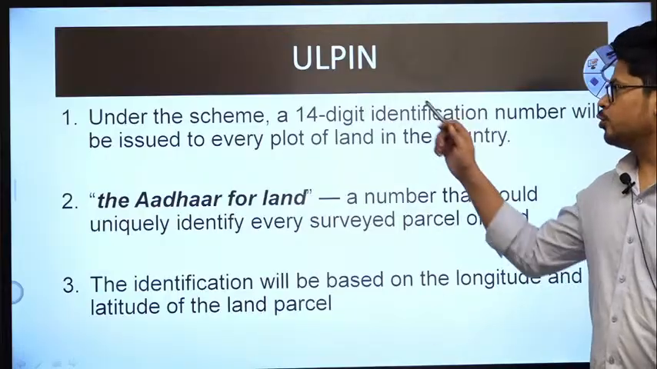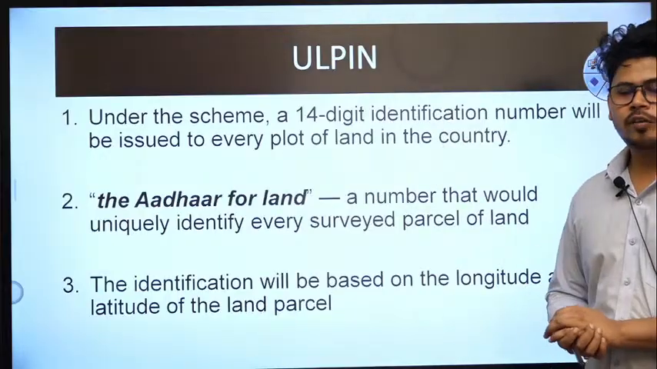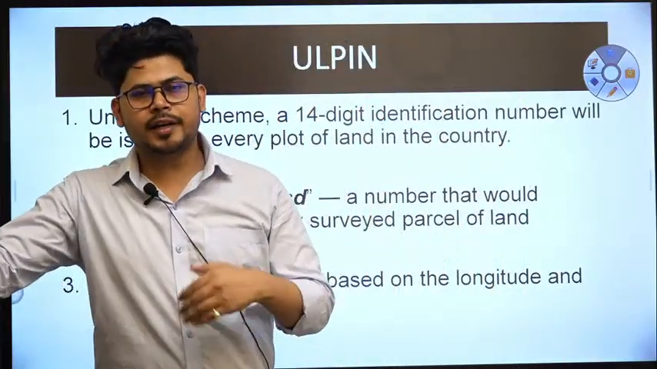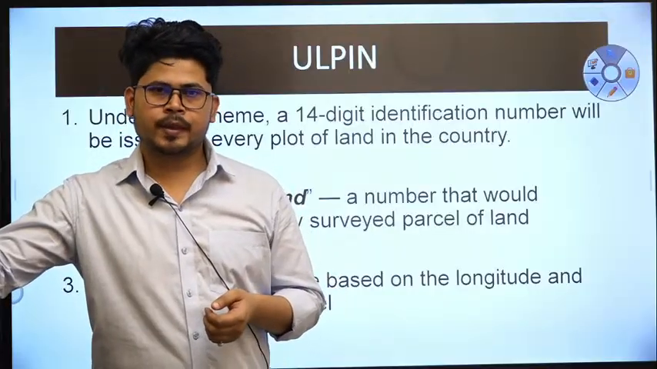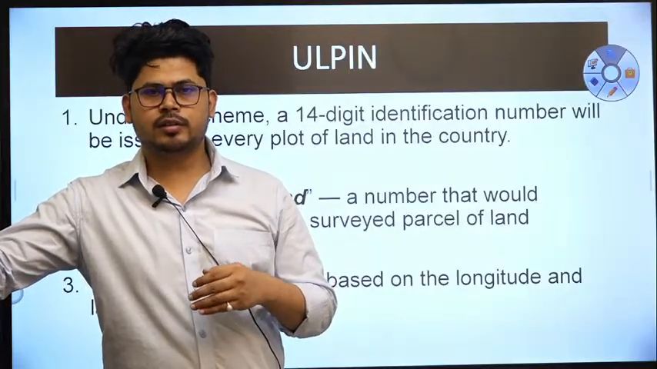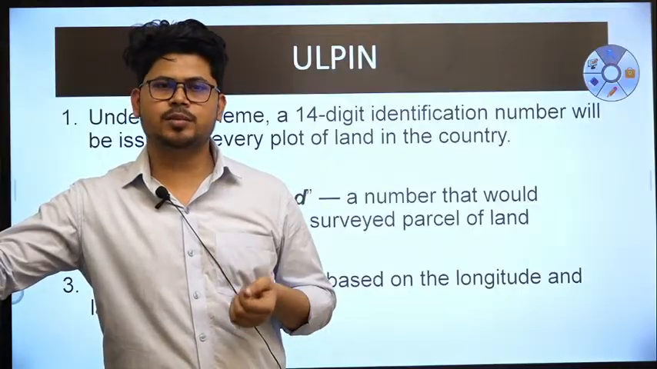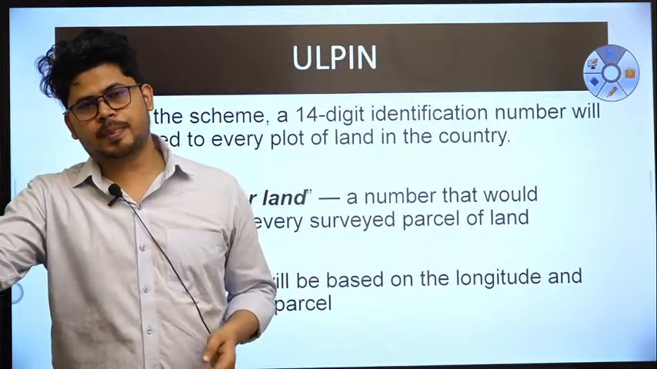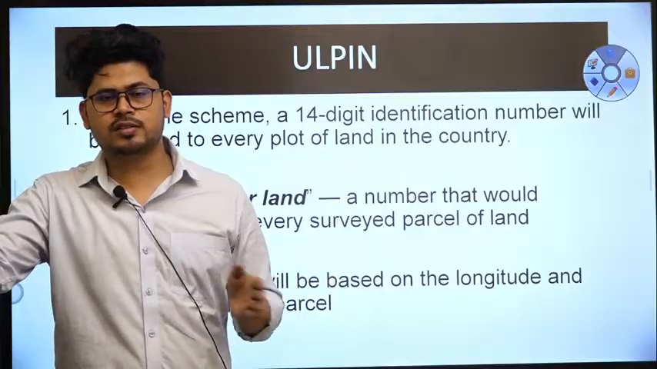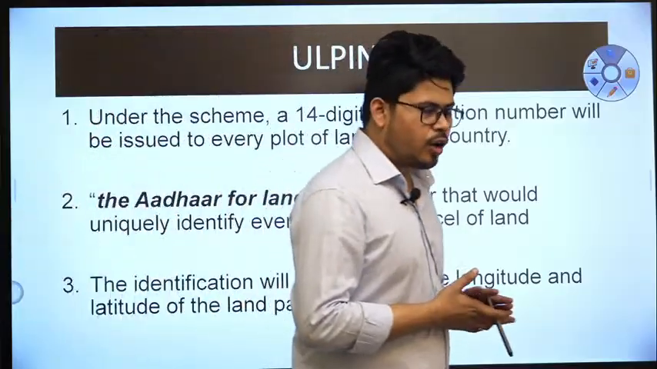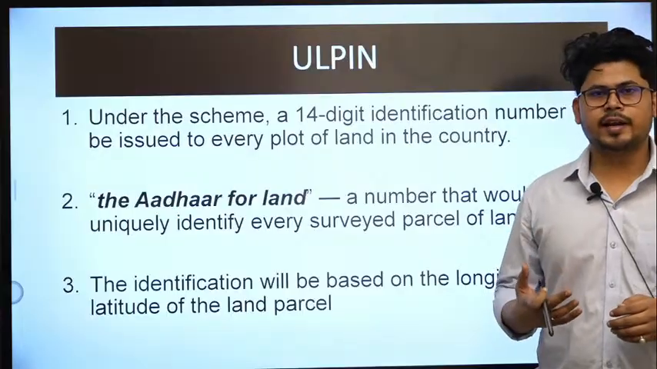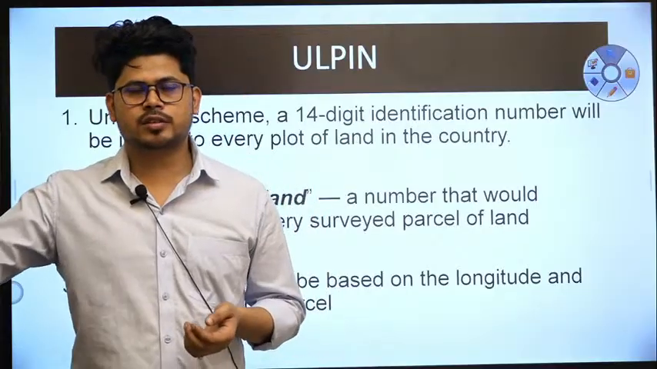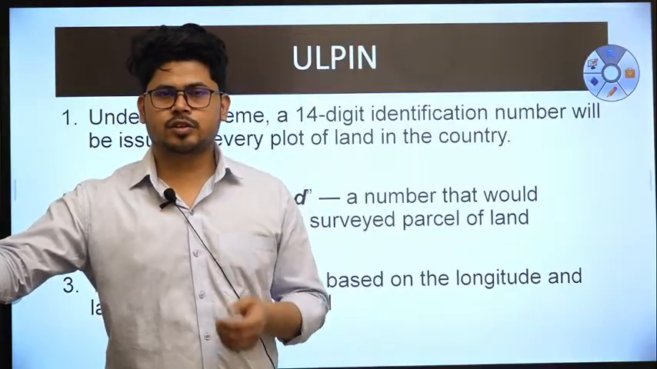Okay, what is ULPIN? Under the scheme, a 14-digit number like our Aadhaar code will be allotted to all the identified land parcels of the country. Okay, already the land record digitalization is going on. The main scheme of digitalization of land records was launched in 2008. Since then, it has been going on in all the states. Now, land records and maintenance of land records, the maintenance of revenue from the land comes under the state list, under the 23rd section of state list.